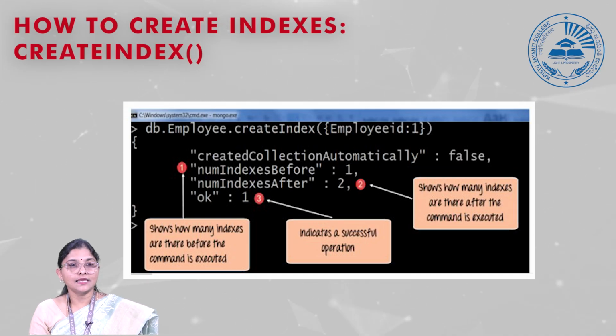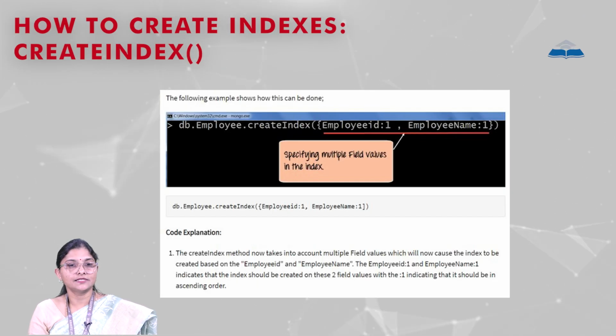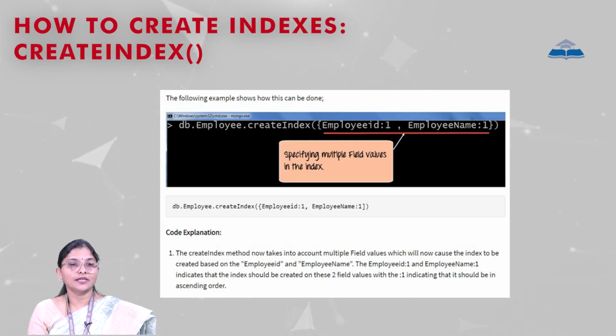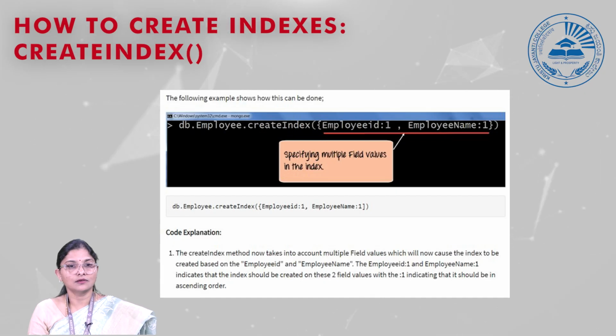Now this example shows creating an index on multiple fields. When you want to create an index on multiple fields, just separate the key names with the delimiter comma: db.employee.createIndex employeeID colon 1 comma employeeName colon 1. The number 1 indicates the field values must be sorted in ascending order.